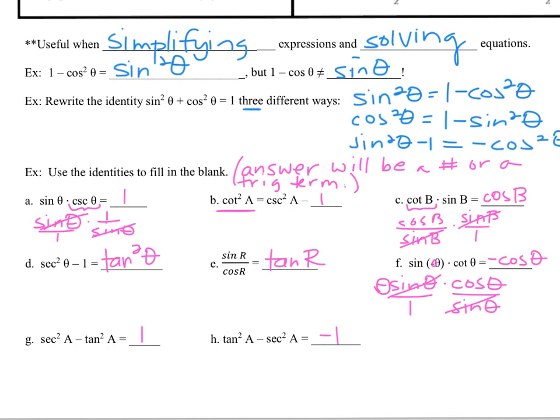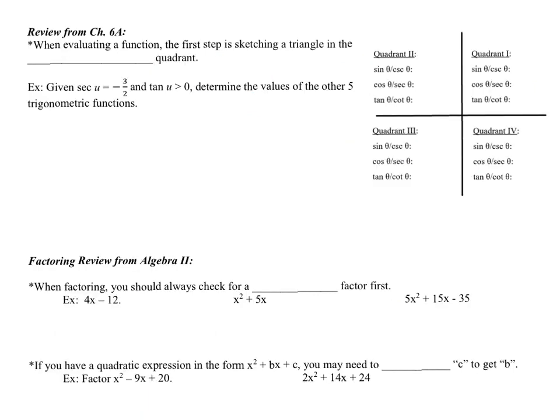And these are just some examples on how to use the fundamental trig identities to simplify specific statements. The rest of the 7.0 refresher lesson is just review. We're going to do a little bit of review from Chapter 6a, and then a little factoring review from either functions class or Algebra 2.